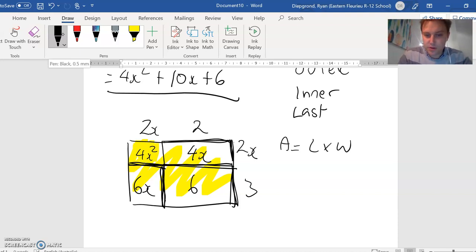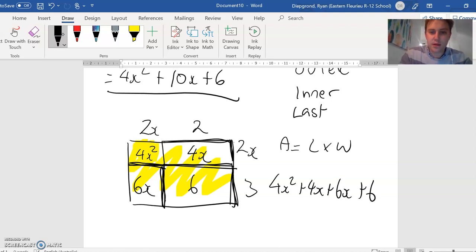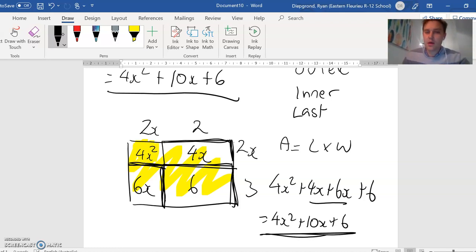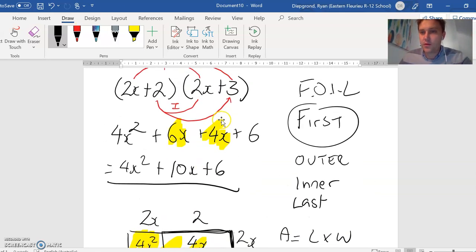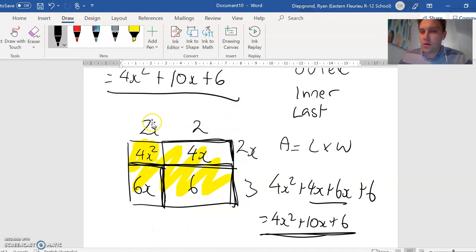Now we just add all the boxes together. 4x squared plus 4x plus 6x plus 6. Collect the like terms. 4x squared plus 10x plus 6. And that's the same as above. So you've got two different examples now, two different methods. I'm not fussed which method you use, the FOIL method or the array method. Either one is absolutely acceptable.